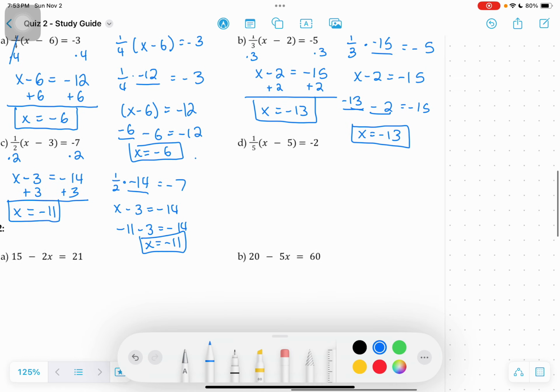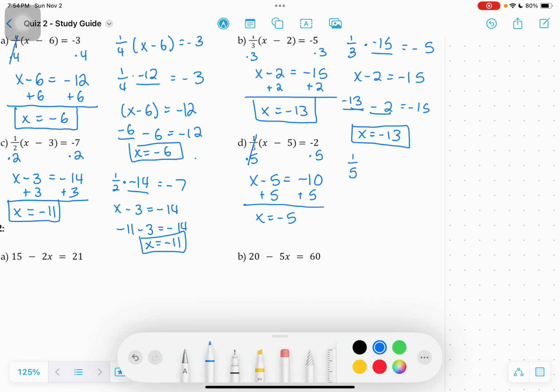All right, last one. First, we'll do multiply by the inverse. To cancel it out, x minus 5 equals -10. Add 5 to both sides. X equals -5. Or equation reasoning.